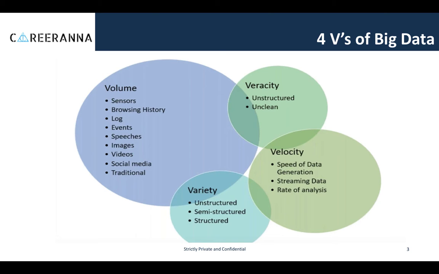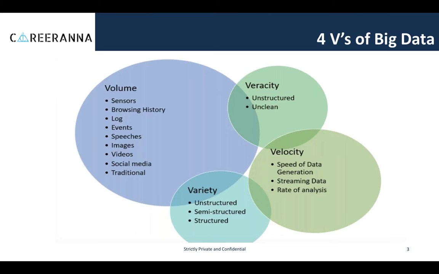Now, first is definitely the volume, because we just talked about the huge volumes in which it is getting generated. This volume of data is coming from multiple sources. These sources could be sensors, browsing history, logs, events, speeches, images, videos, social media, traditional sources, even your body, because every body movement today is being tracked by one or the other app which you may be using on your smartphone. All those apps are tracking your activities, translating that into information, and passing it on as data to some other device. So even your body, even your activities, are generating a lot of data today and contributing to the volume of the data getting generated.